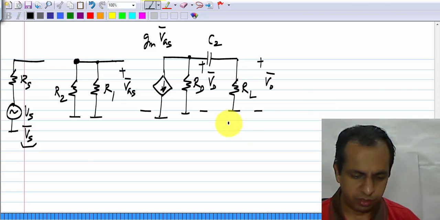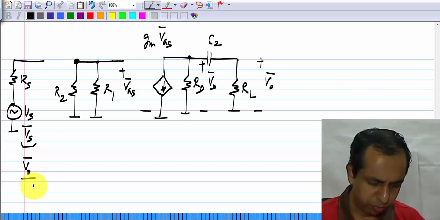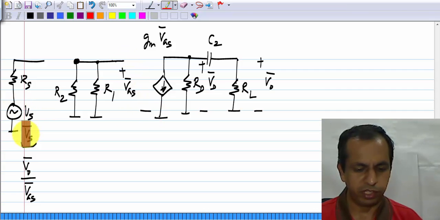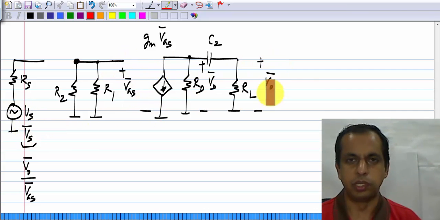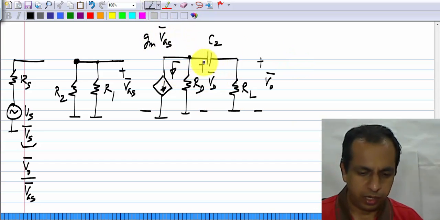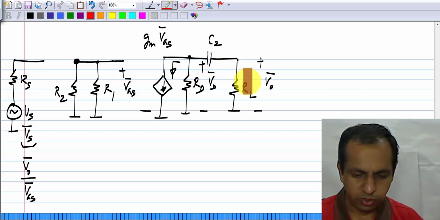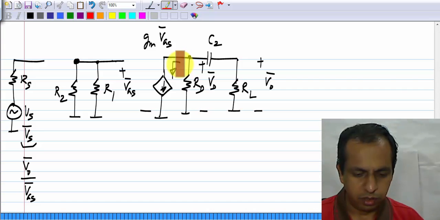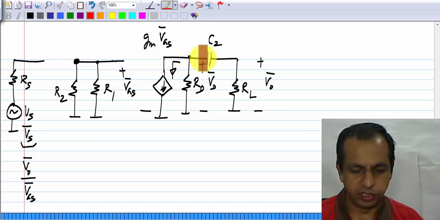Again, now you evaluate VO by VGS. You can think of this circuit as producing some VGS because of Vs, and this VGS produces some VO. The current that flows here is of course GM VGS, and what we want is the voltage across RL. Then you have this current division between this resistor and this branch.